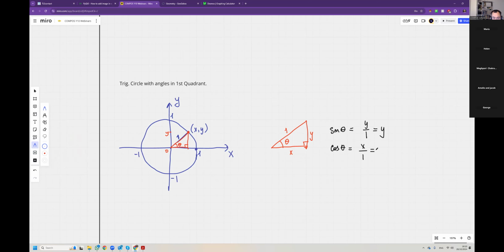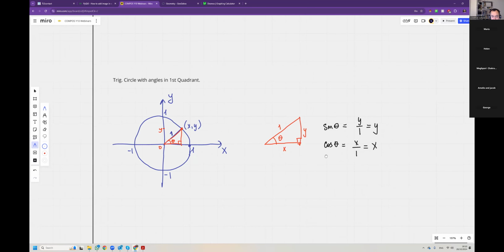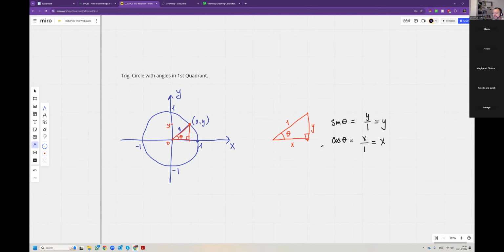Does that make sense? I'm especially interested in Param, Swasti, Wanya, and Maria. Those who said 0, can you tell me, does that make sense? Okay. That means that the coordinates of this point are linked to the sine and cosine. So x is cos theta, cos of that angle, and y is the sine of that angle.